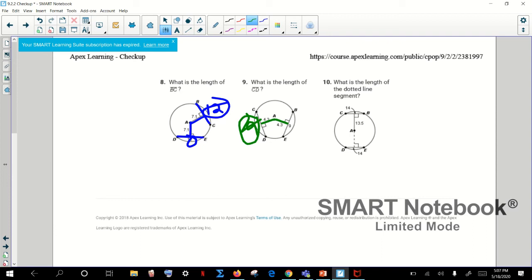All right, so in this case, we have kind of this switch situation. So we know that the chords are the same length, so that means that they have to be equidistant from the center. So if this length is 13.5, then the dotted line also has to be 13.5. 13.5, that doesn't look like it, but it is.